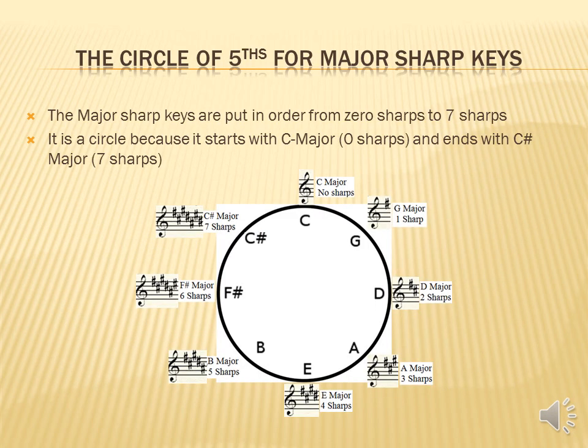The circle of fifths for major sharp keys. The major sharp key signatures are put in order from 0 sharps to 7 sharps. It is a circle because it starts with C major with 0 sharps and ends with C sharp major with 7 sharps. C major has 0 sharps, G major has 1 sharp, D major has 2 sharps, A major has 3 sharps, E major has 4 sharps, B major has 5 sharps, F sharp major has 6 sharps, and C sharp major has 7 sharps.